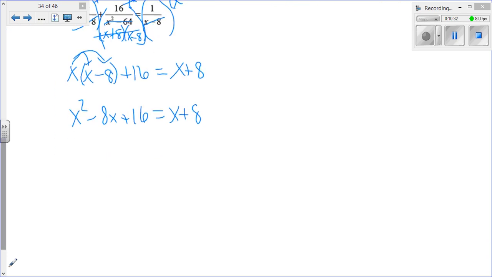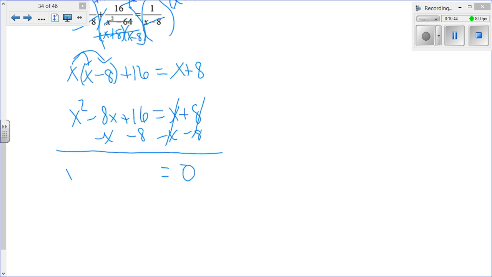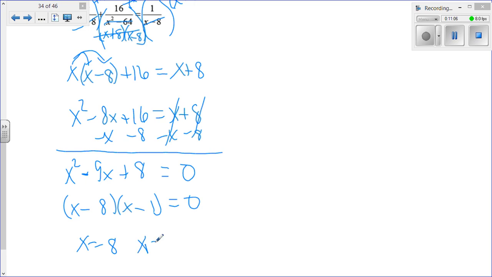Again, I have that x squared thing going on, so I need to get it equal to 0. And I'm going to have to factor it most likely. So I subtract the x's, subtract the 8, so I get 0, and I will have x squared minus 9x plus 8. So factors of 8 that add up to 9 are 8 and 1. And my larger sign is negative, so this is minus 8. Oh, last sign's positive, so they're both negative. My bad. So x equals 8, x equals 1.